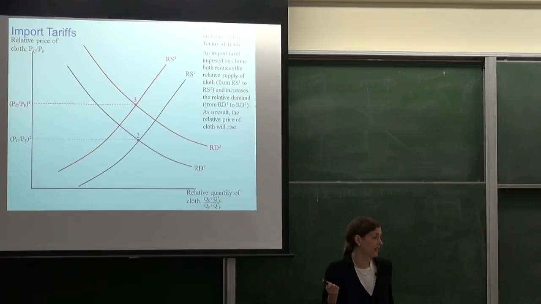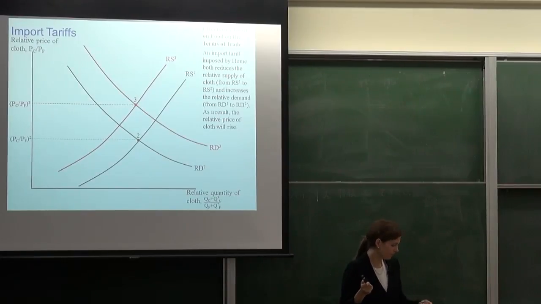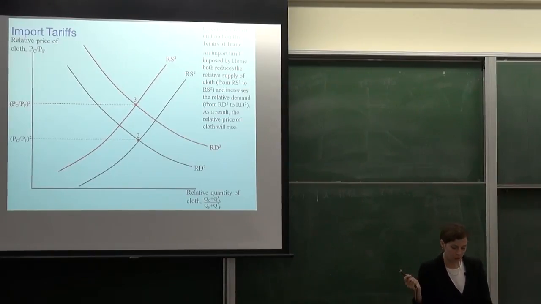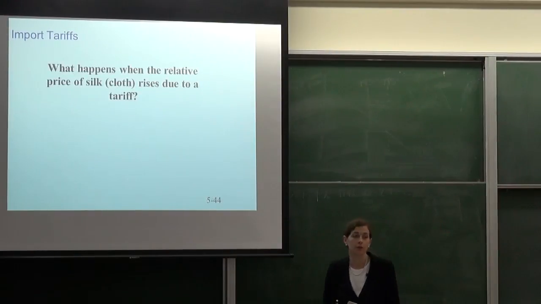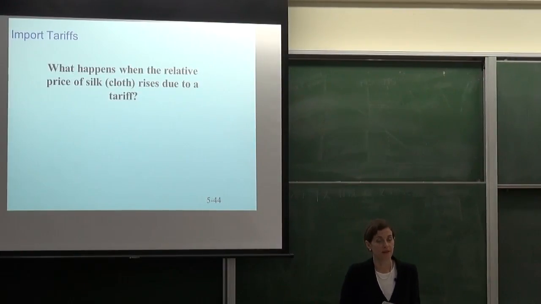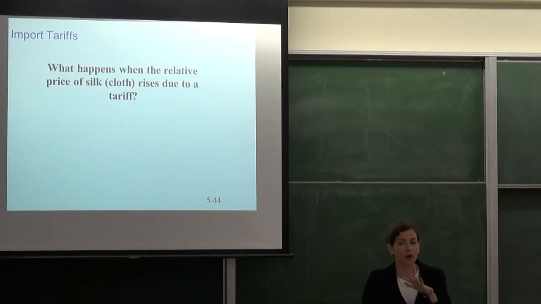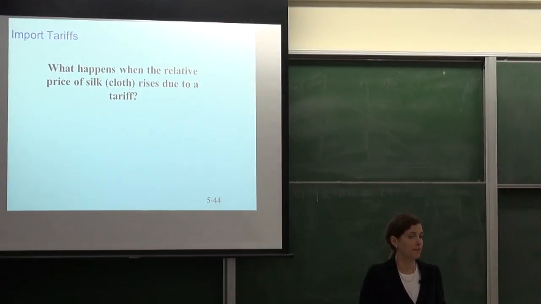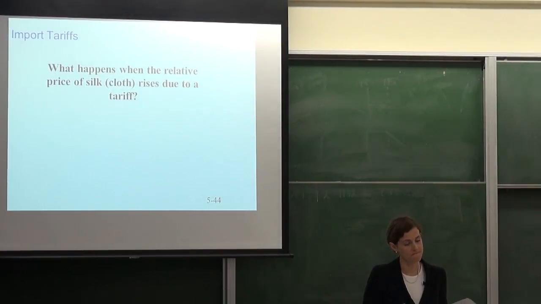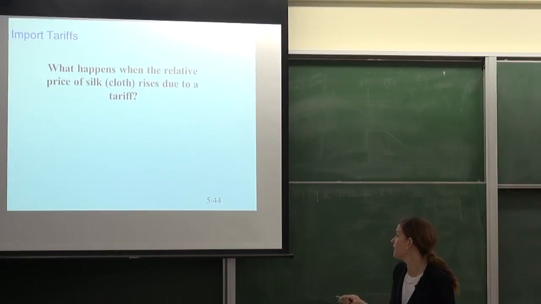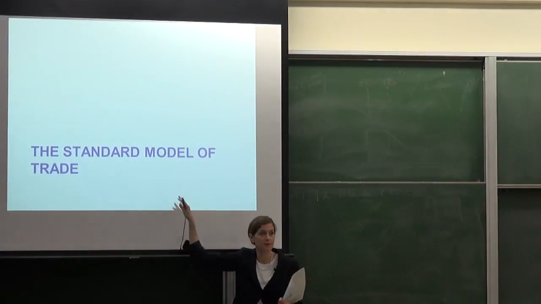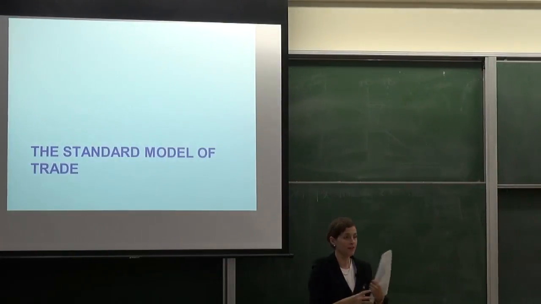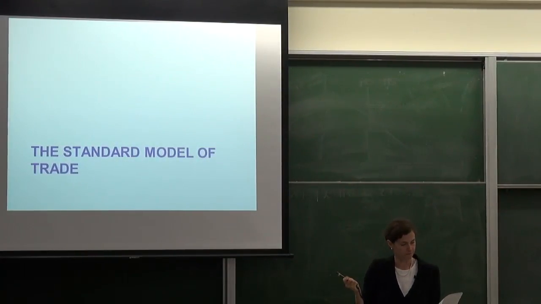All right, and the next question is, well, what happens when we have an increase in the relative price of silk or cloth due to a tariff? And in fact, you already have all the tools to analyze that question, and we reviewed them at the start of this discussion. But let me show you what it looks like. And this is the standard model of trade. All right, this is sort of putting together all the different comparative advantage models we've been working on so far.